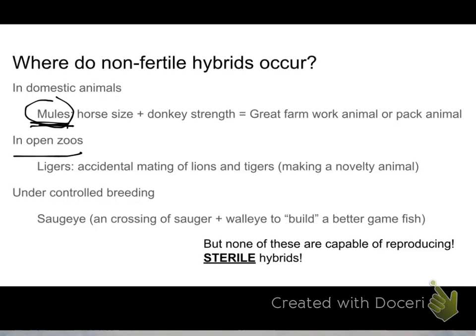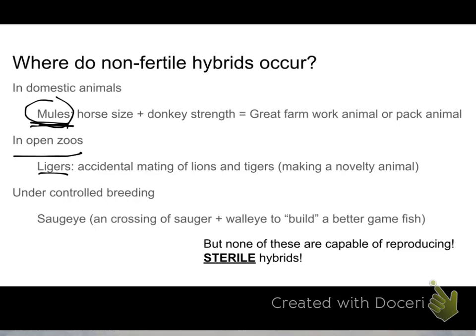And you can produce a liger or a tiglon, whatever. Tigon. Yeah, whatever. And those have also been made to be a novelty animal, to be something that people kind of go, wow, that's weird. There have been zorses bred. What do you think a zorse is? Zebra horse. But again, they can't reproduce in kind. You can't start a species of zorses.